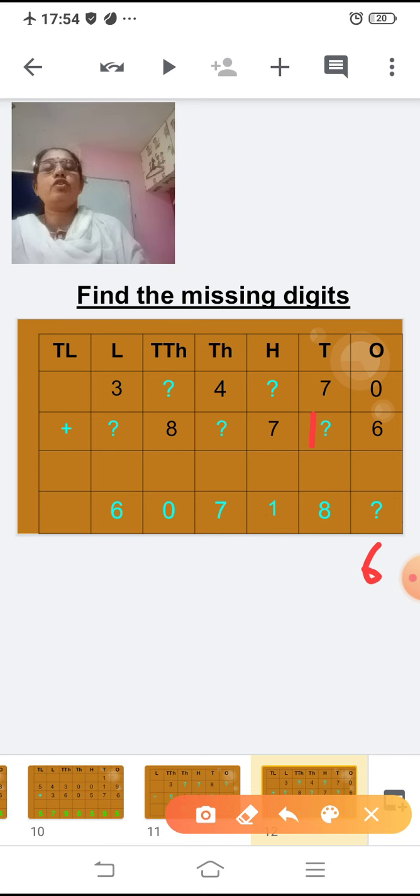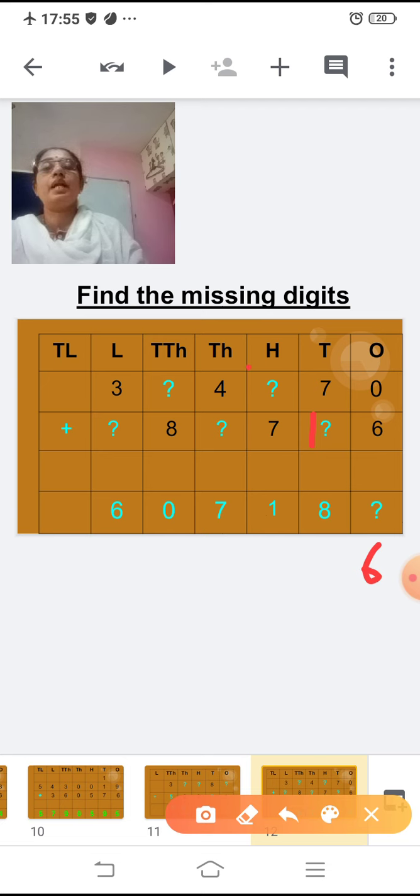Now coming to the hundreds place, 7 plus here it is 1. That means 1 is smaller than 7. That means when you add a number to 7, it should be a 2-digit number where the number in the ones place is 1, so that the other number is carried out to the thousands place. That means 7 plus any number added should give you 11, where 1 is written here and 1 is carried out to the thousands place.